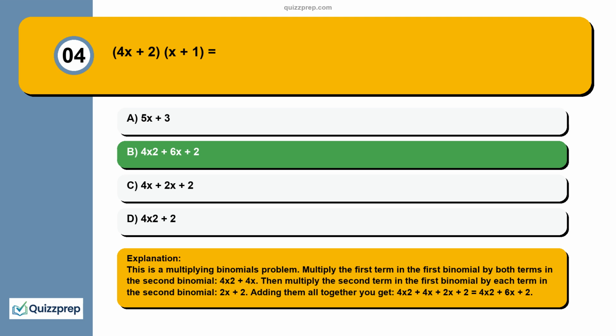This is a multiplying binomials problem. Multiply the first term in the first binomial by both terms in the second binomial: 4x² plus 4x. Then multiply the second term in the first binomial by each term in the second binomial: 2x plus 2. Adding them all together you get 4x² plus 4x plus 2x plus 2 equals 4x² plus 6x plus 2.